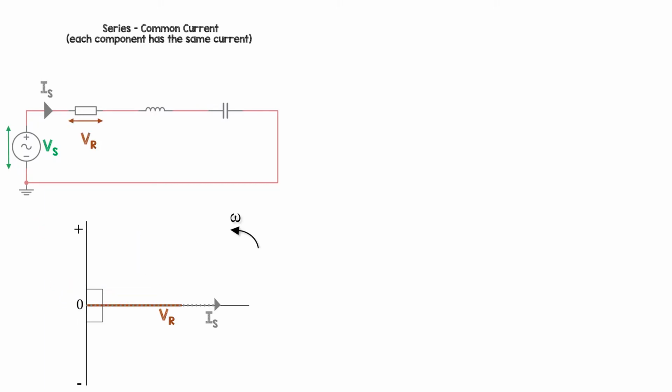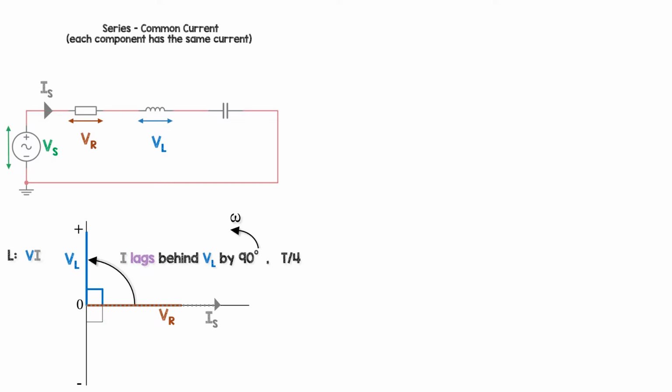Resistor voltage and resistor current are always in phase with each other in any circuit, but for the inductor, voltage leads ahead of the current. So the inductor voltage is 90 degrees ahead of the current through it always. The series current lags behind VL by 90 degrees or a quarter of a period.